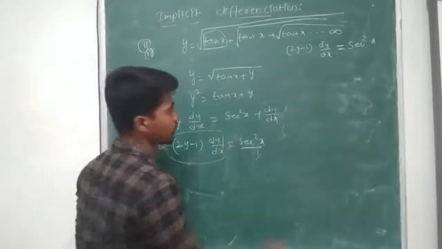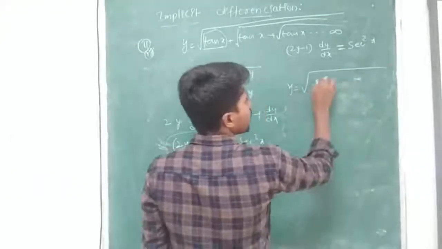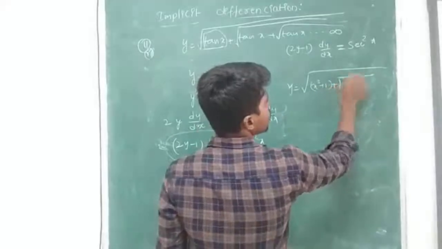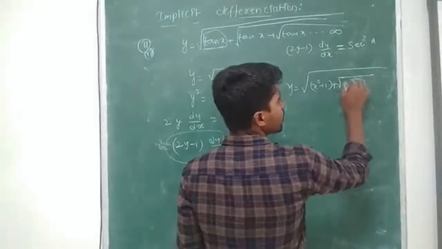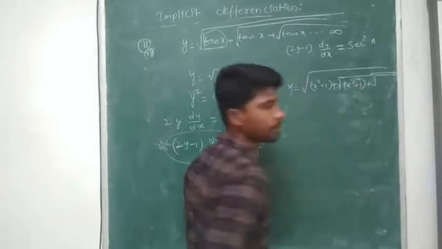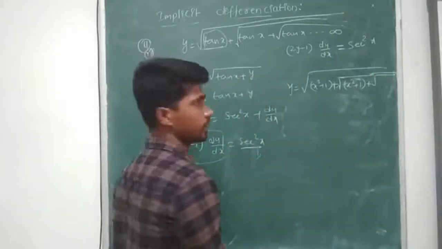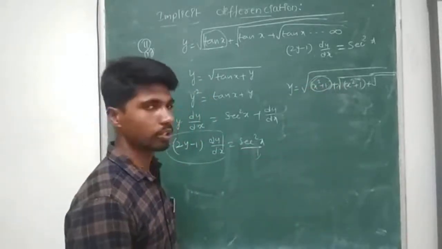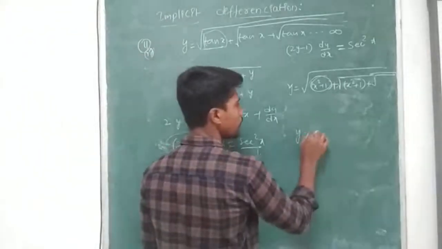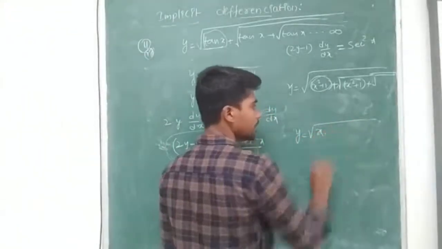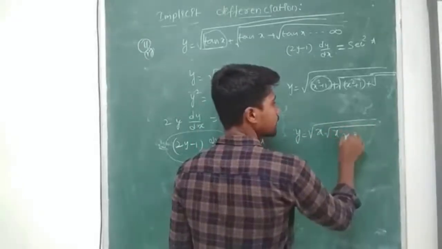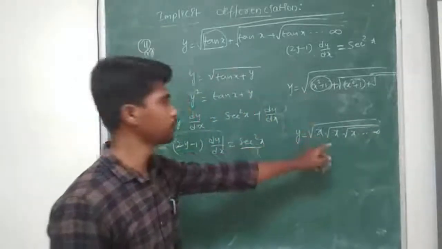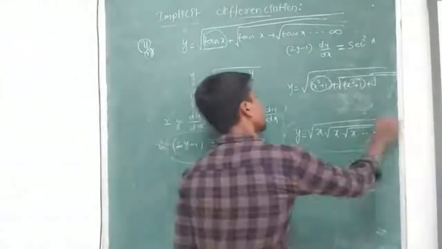If suppose I have a function like y is equal to root over x square plus 1 plus root of x square plus 1 plus root of and so on, then what we are expecting on the right side? Nothing but the derivative of x square plus 1, which is nothing but 2x. You try the problem given as y is equal to root of x into x and so on infinity. So I am not using here plus, I am using multiplication. Right? This problem you will work.